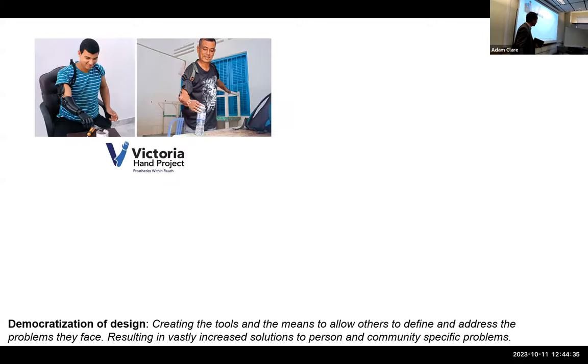And there are good examples of this. So this is already happening. I'm a big fan, Tony is as well, of the Victoria Hand Project, which addresses the need for low-cost, customized prosthetics around the world. There's a wonderful job of engaging with end users and patients and franchising them in the design process for a solution that works for them. And this is a shining example.